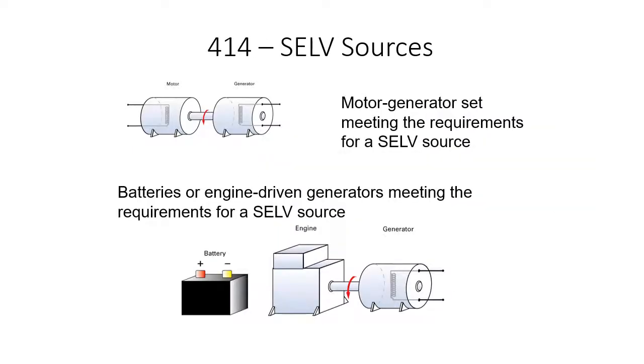Then of course we've got other SELV sources. We've got motor generator sets, where a motor would drive a generator to create a potential, or we can provide separated extra low voltage by something as simple as using a battery, or an engine to drive a SELV generator. Lots of different options there. SELV, of course, remember, being below 50 volts.